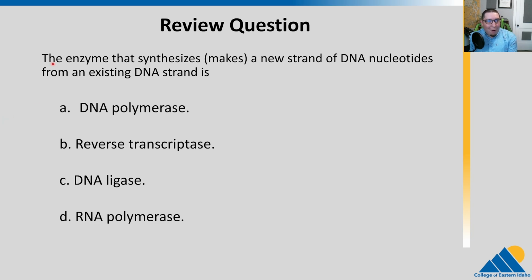All right, so let's review. The enzyme that synthesizes, that means makes, a new strand of DNA nucleotides from an existing DNA strand is called, go ahead and pause the video, think about this one. All right, our enzyme that makes new DNA from an existing DNA strand is called DNA polymerase. DNA polymerase makes polymers of DNA. Does what the name says.